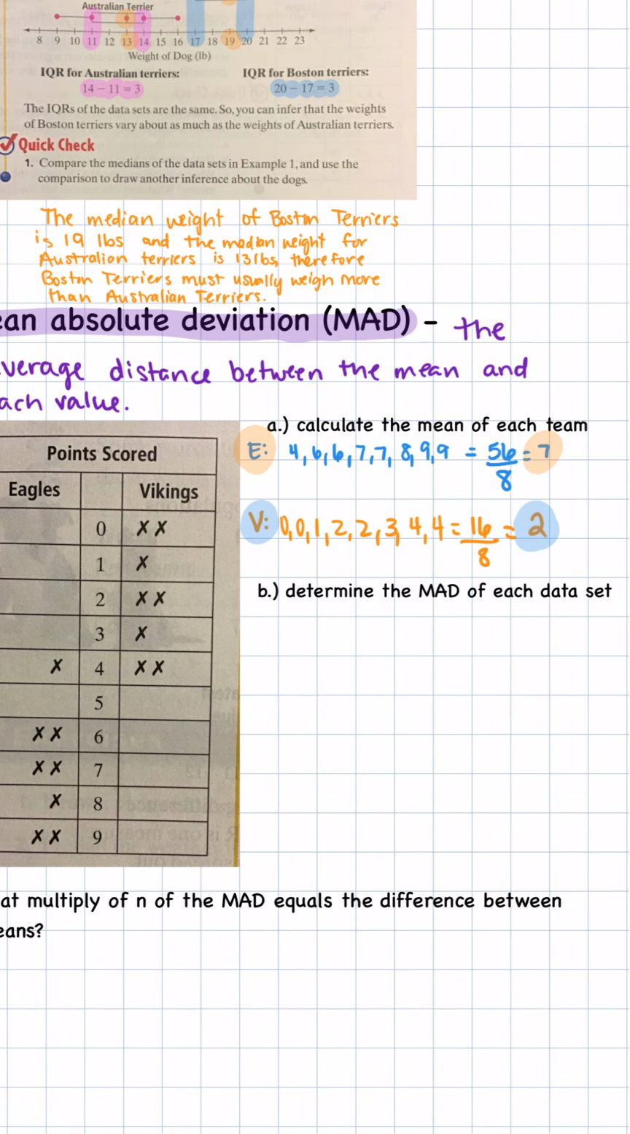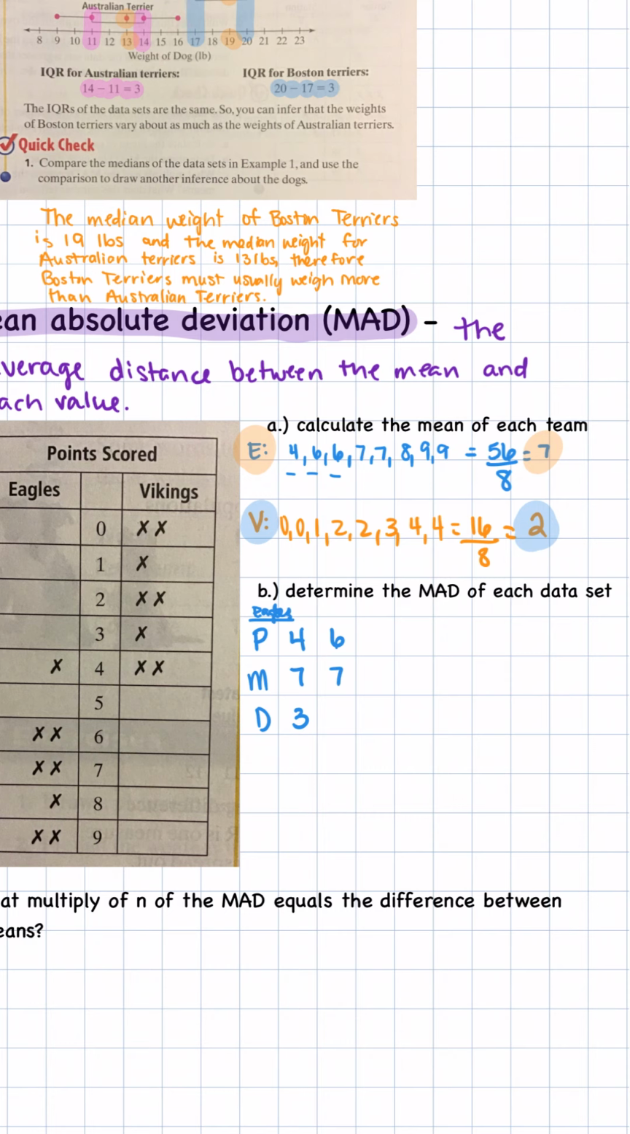Okay, so the best way to find the MAD is to create a chart. So we're going to do the points. Oops, it helps if I have the right tool. The points. So this is going to be for the Eagles. The points, the mean, and then the distance between. So I have the points listed up here. So 4, and then the mean was 7. So the distance between 4 and 7, if you subtract those, you get 3.